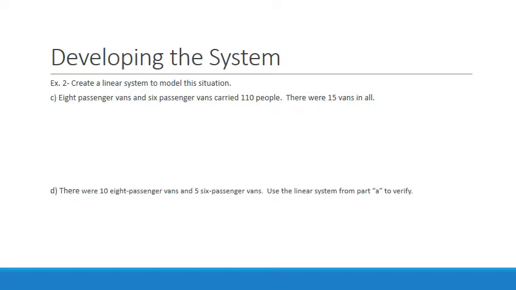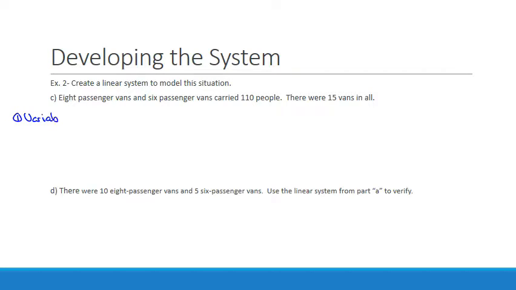So 8 passenger vans and 6 passenger vans carried 110 people. There were 15 vans in all. Now to determine the unknowns, I should have added this into these questions: how many of each type of van were there? So that's what I'm really being asked. And when you realize what you're being asked, that's what you can base your variables on.